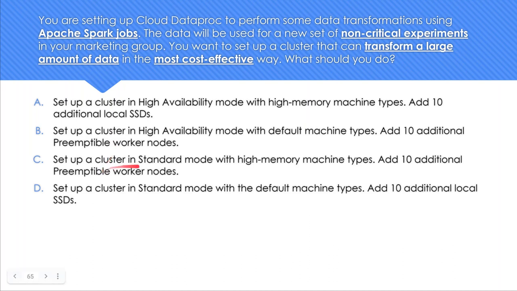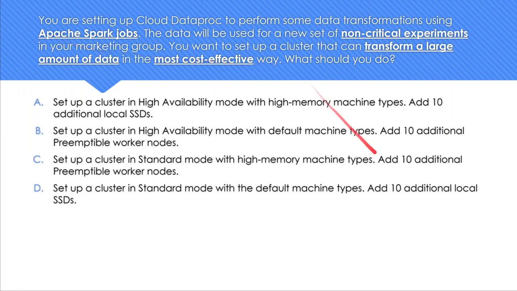Good. So then it's between the standard modes. You have two options. Standard mode: set up a standard cluster in standard mode with high memory machine types and 10 additional preemptible worker nodes. Why is it high memory? High memory can definitely increase cost. But if you see, it is a Spark job. Spark jobs are usually going to be memory intensive. So giving a machine type which is high memory is going to be really helpful to run the job.